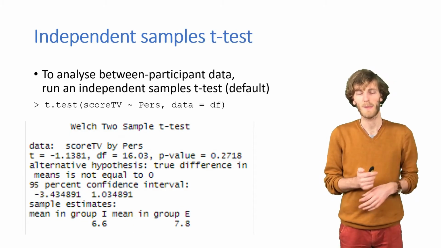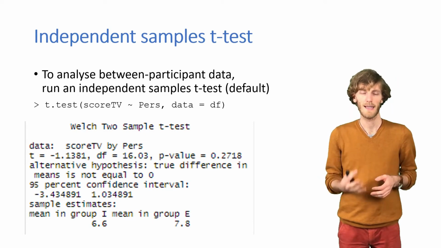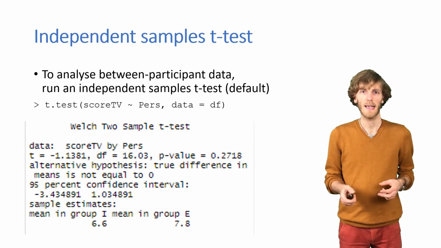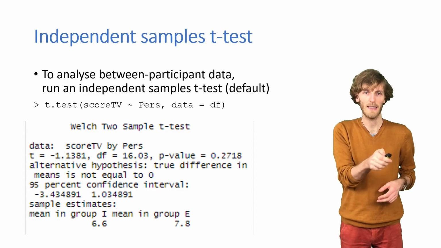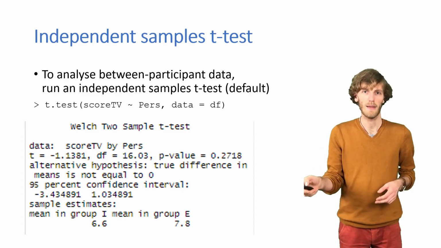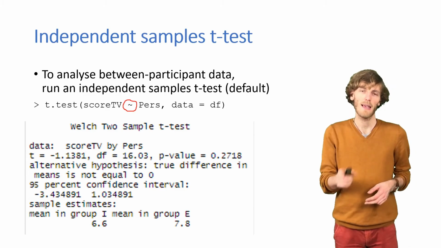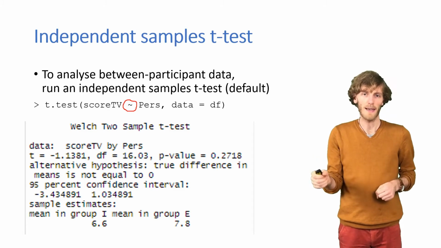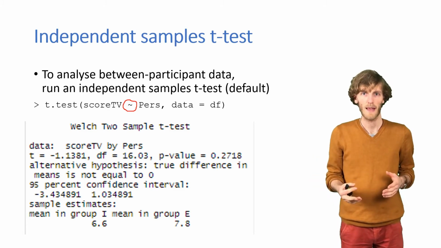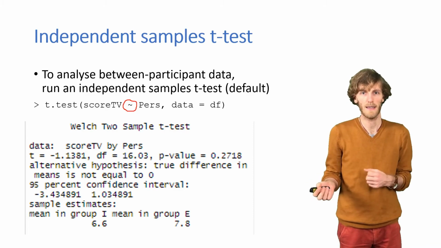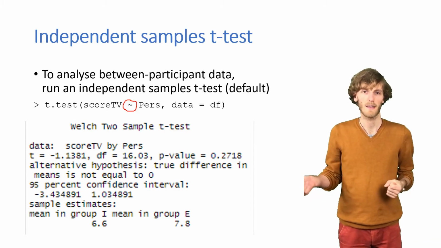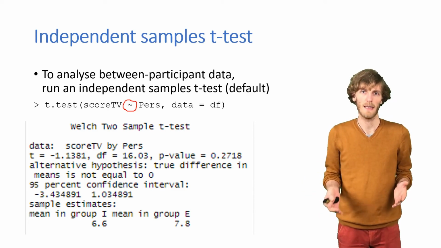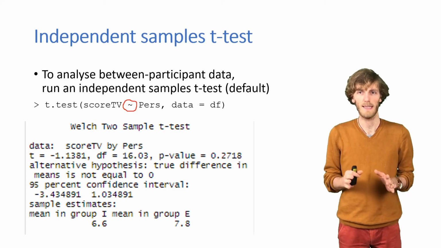Now, for the independent samples part, the command looks a little bit different. This time we introduce a formula notation and say score TV is predicted by this personality type. The tilde symbol generally means is predicted by in statistical tests in R. And of course we drop the paired argument because it's no longer paired. So this is now running an independent samples t-test.